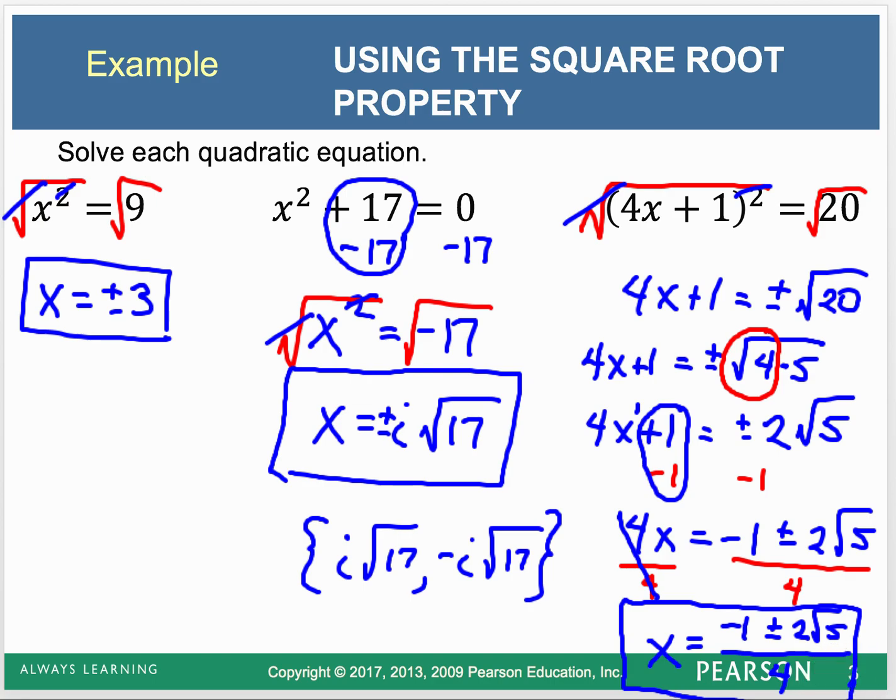Let me know if you have any problems. Square root method. We're going to actually, in the midst of completing the square, do the square root method as part of that, so we'll practice this some more.